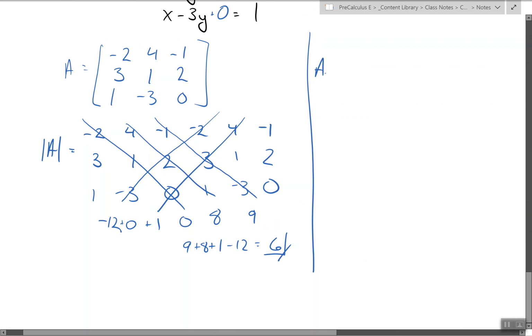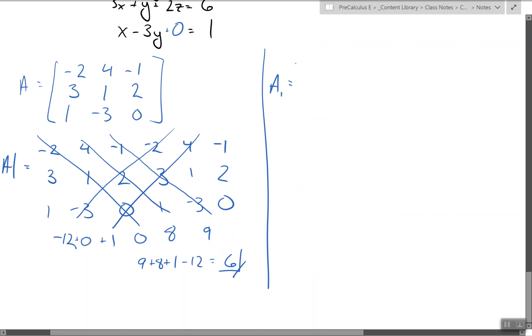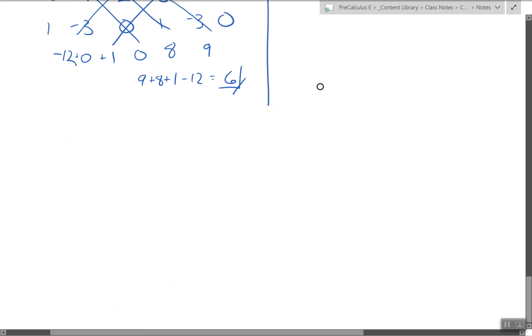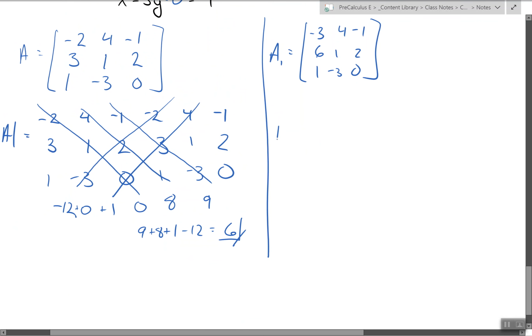For A1, we are going to replace the first column with our solutions. So instead of the -2, 3, 1, we're going to have 3, -3, sorry, 6, 1, and then 4, -1, 1, 2, -3, 0. Great. And then for the determinant of that, I'm going to recopy, so -3, 4, -1, -3, 4, -1, 6, 1, 2, 6, 1, 2, 1, -3, 0, 1, -3, 0.